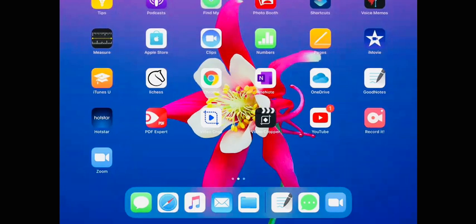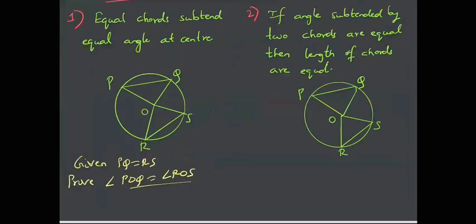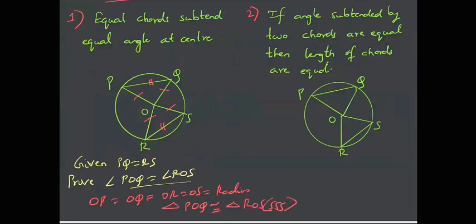Yeah, fine. So PQ is equal to RS is given, and OP is equal to OQ is equal to OR is equal to OS is equal to the radius, right? So then triangle POQ is congruent to triangle ROS by SSS criteria. So if they are congruent, then these two angles would be equal.